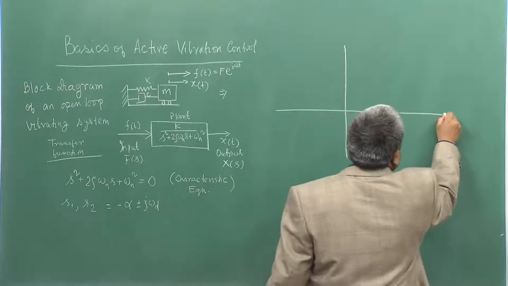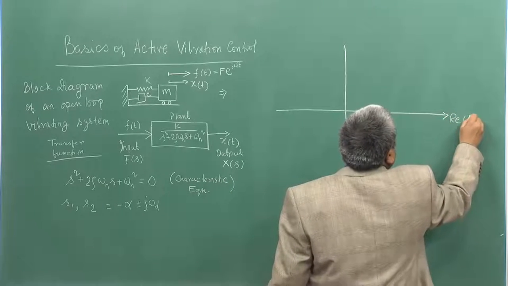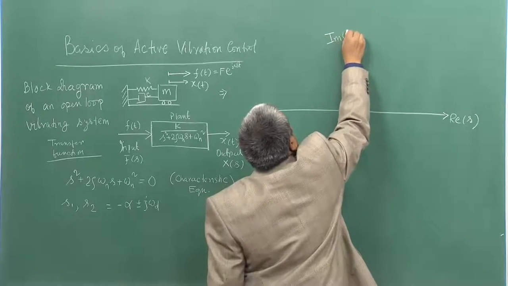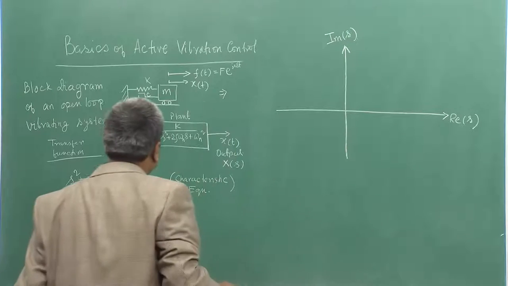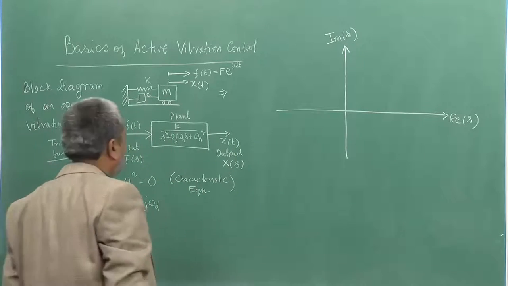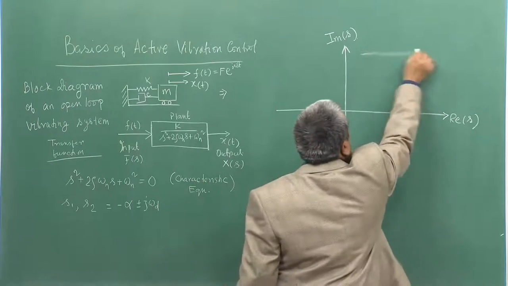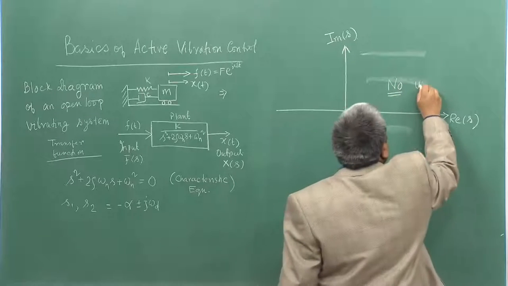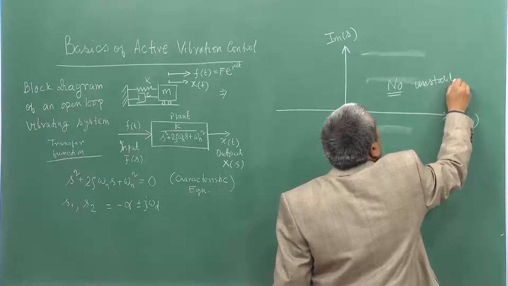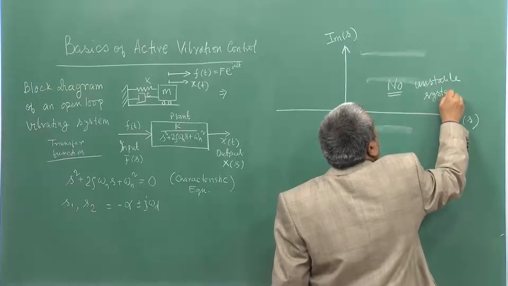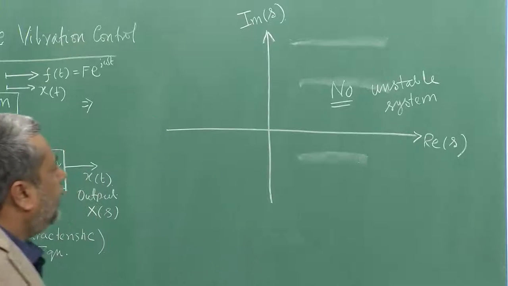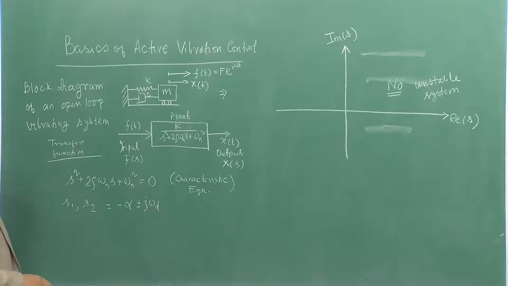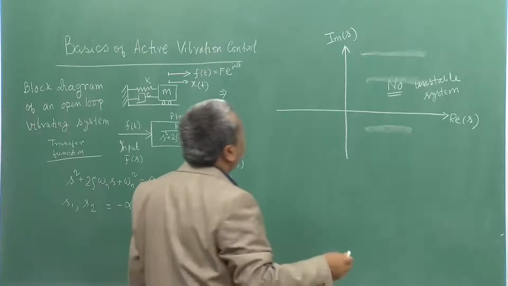So, if I plot these 2 roots, we can start with an assumption that in the generalized case, there is a real part and there is an imaginary part of these two roots. Now, there are several possibilities for the roots. First of all, can these roots be on this side? No. If we consider that, then it will be an unstable system. Generally, a vibrating system will not be unstable on its own.